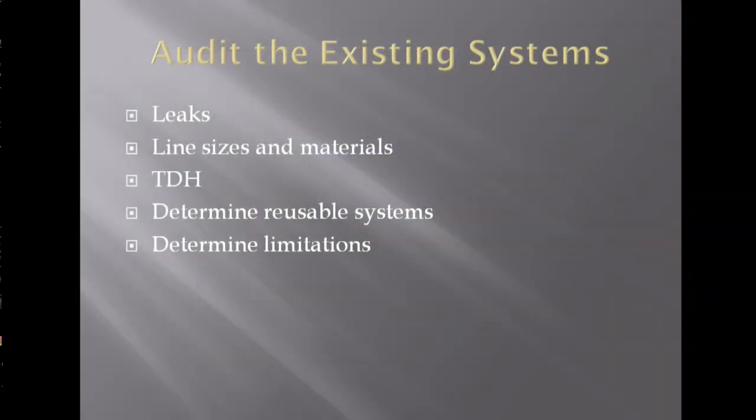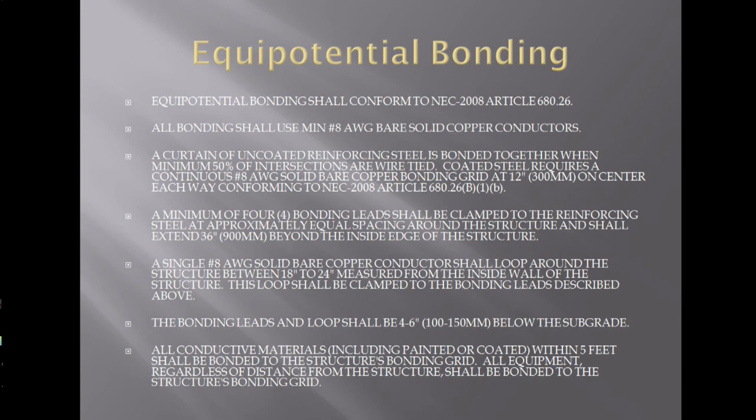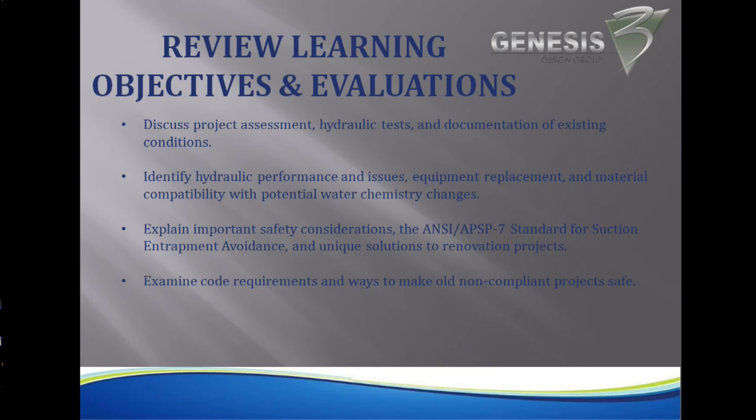This might have that code section on the, here it is. Article 680.26(B)(1)(b), that was that equipotential bonding code requirement. I think that's it. Thank you.